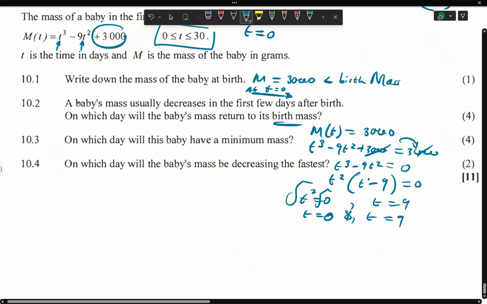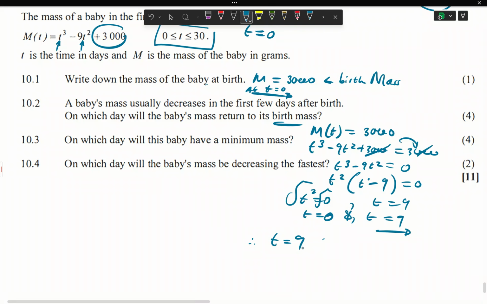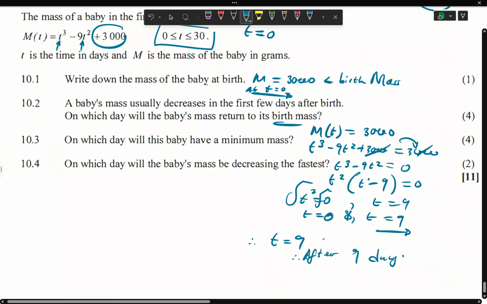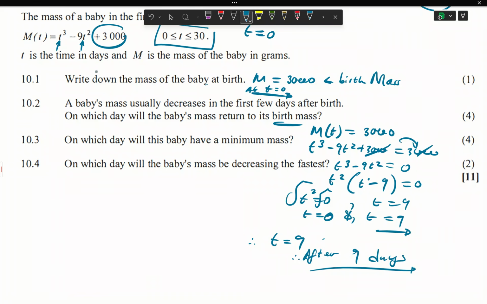A baby's mass usually decreases in the first few days after birth. So therefore, t is equal to 9. So 9 days, after 9 days. On which day will the baby's mass return to its birth mass? So after 9 days.